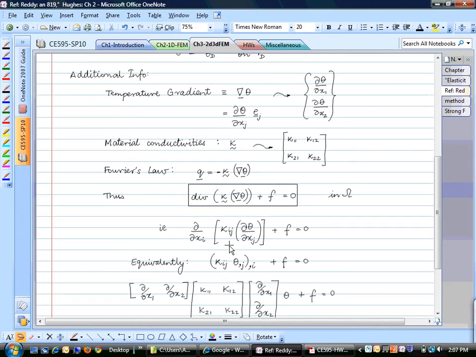And another way of writing this equation is using this shorthand notation for the derivative in index notation. So did you guys see this? Have you seen this before?